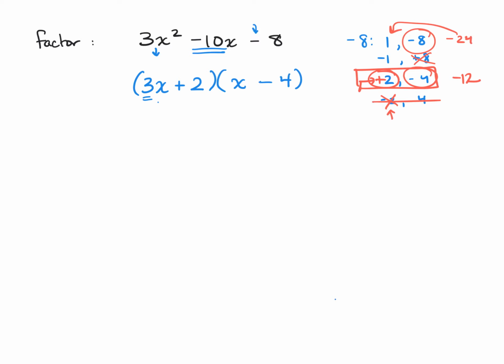So my final answer here ends up being this 3x plus 2 times x minus 4, and then I'm done. This is now factored. Okay, on to the next example.